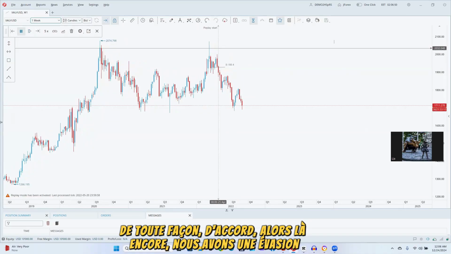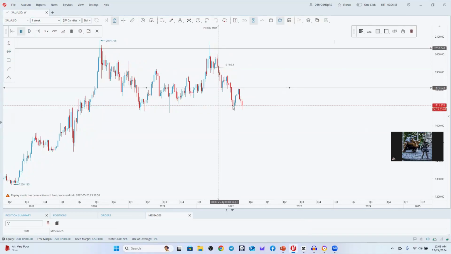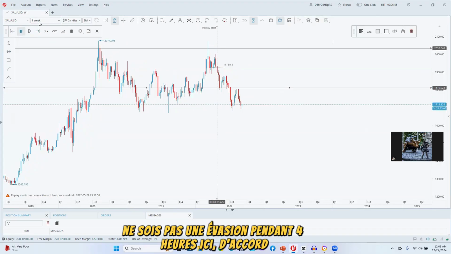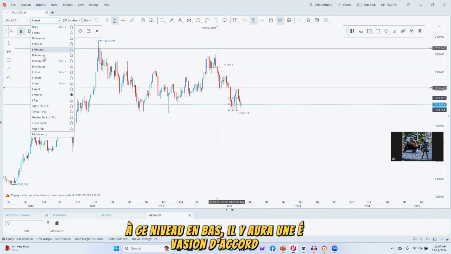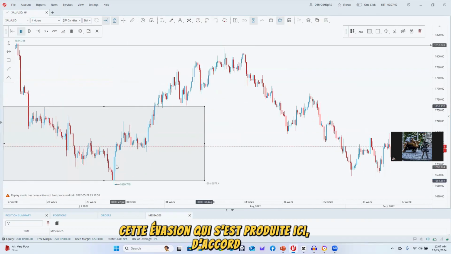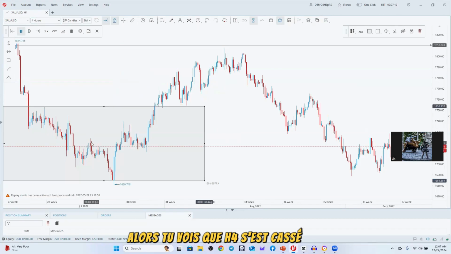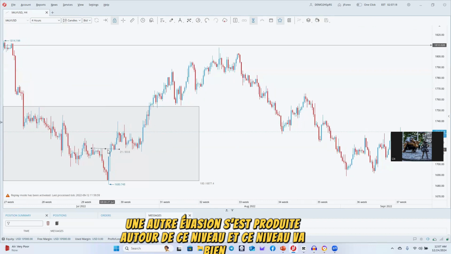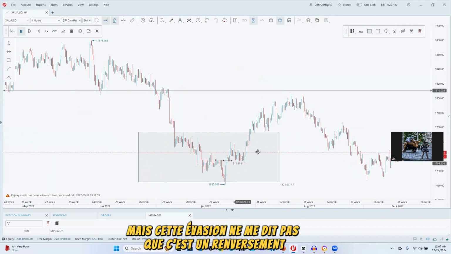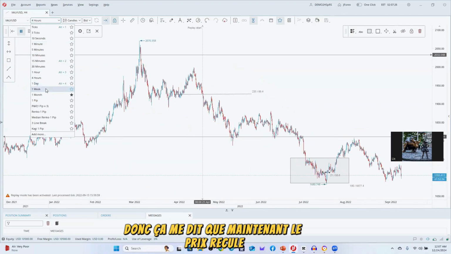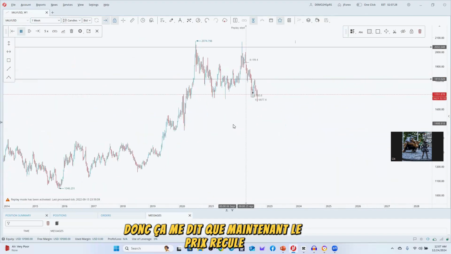Anyway, here again we have a breakout. And definitely, before this one does the pullback, there'll be a breakout on 4 hour down here. At this level, by all means there'll be a breakout. So you go to 4 hour, you see that 4 hour has broken out. The breakout happened around this level and that level, both of them. But this breakout doesn't tell me that it's a reversal, because weekly has given us a breakout. So it tells me that now price is pulling back.